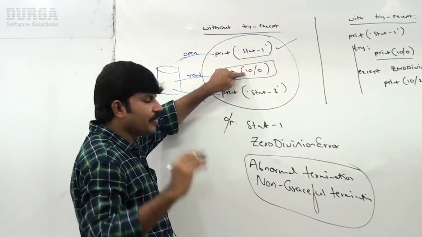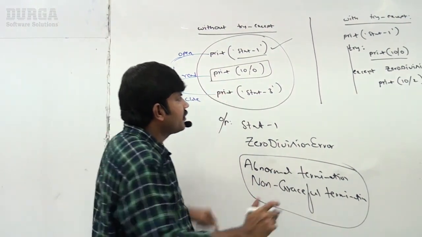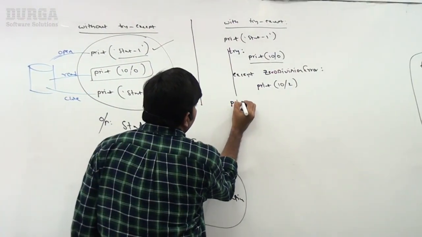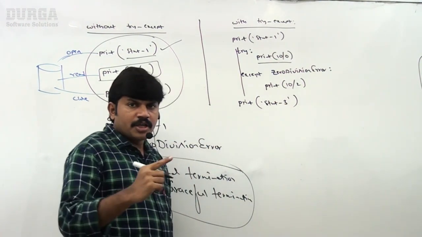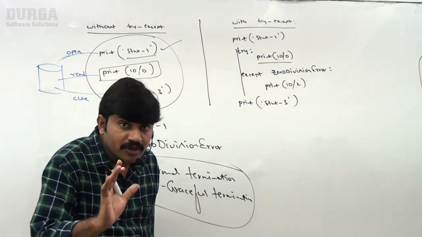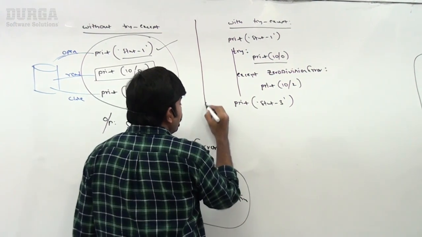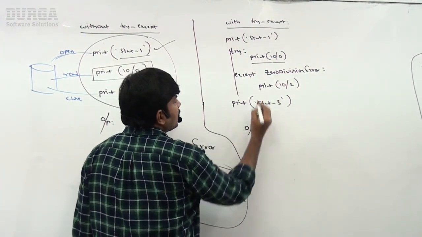So risky code we handled, sir. What is the remaining? Statement 3. Now print statement 3. Can you please confirm what is the output we are going to get in this case? Yes, friends, if I execute this code, what is the output, sir?